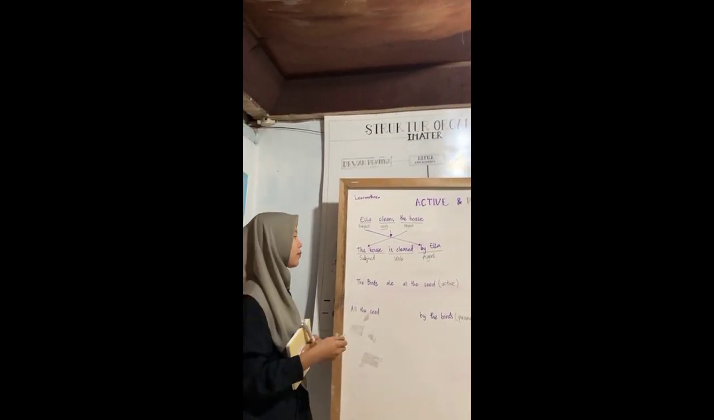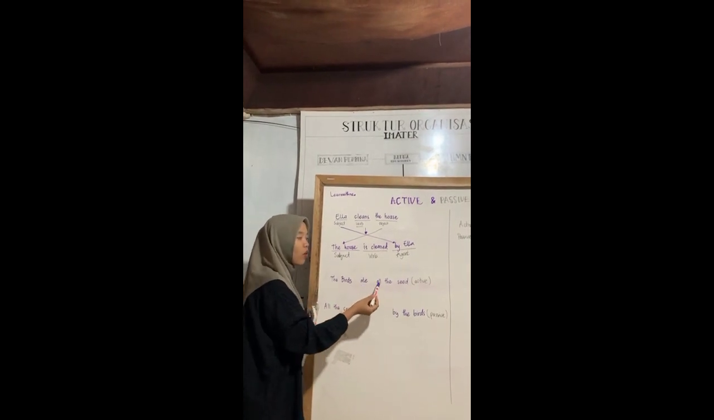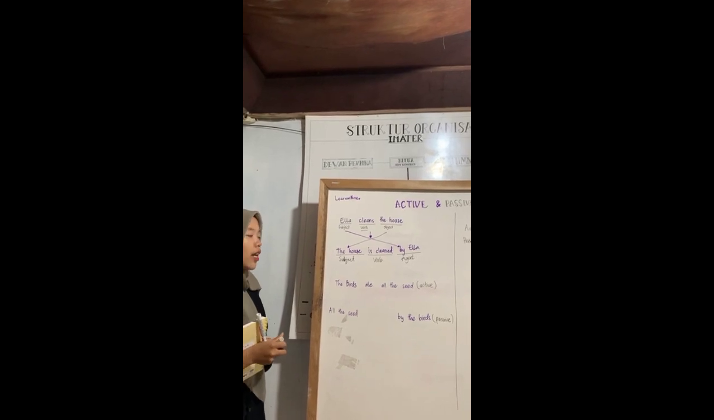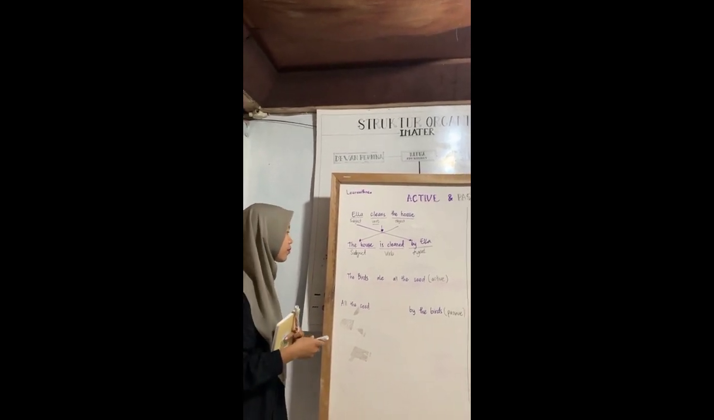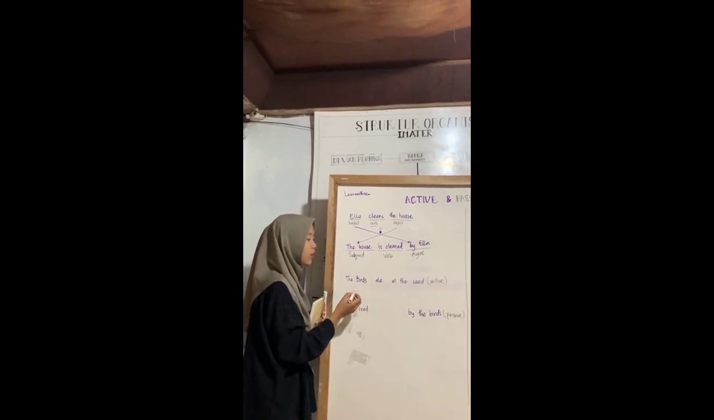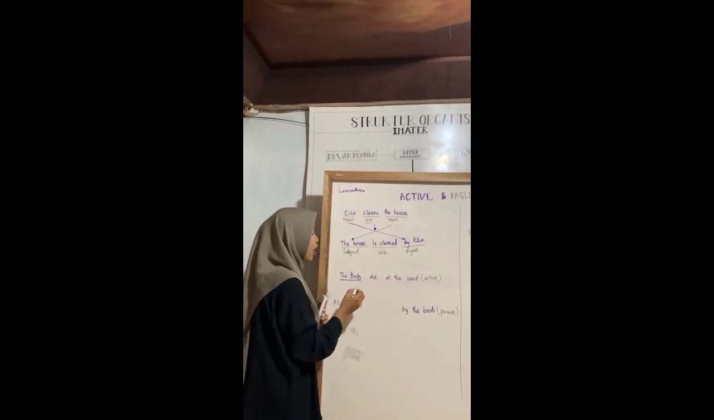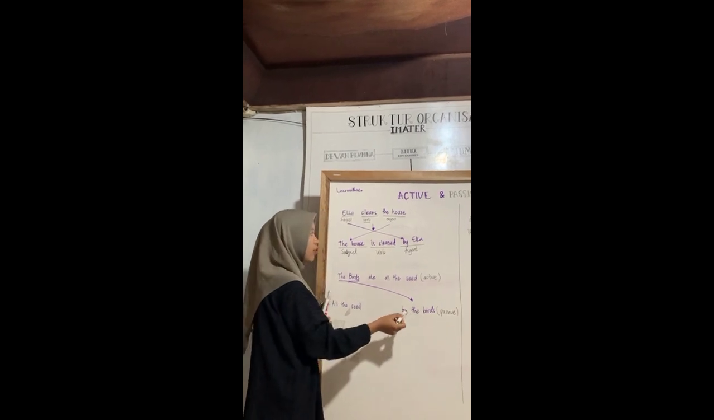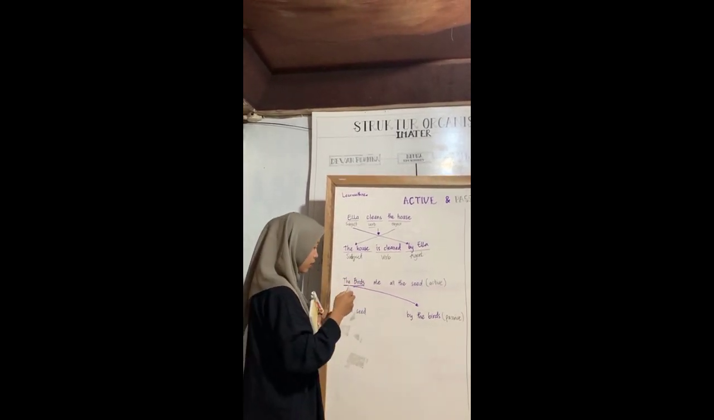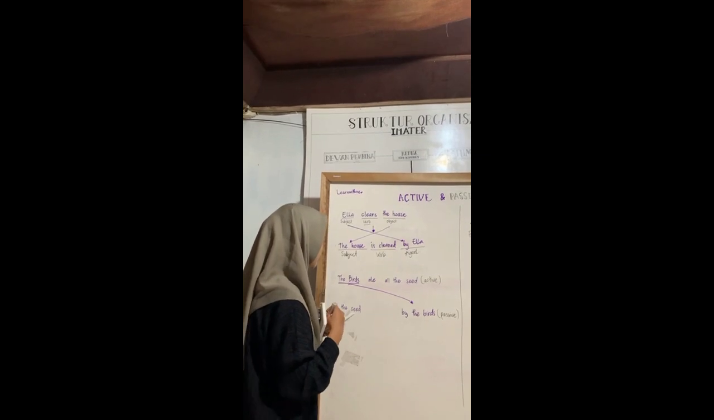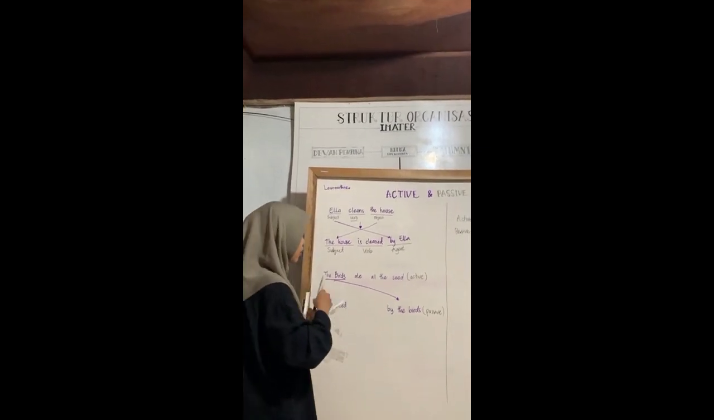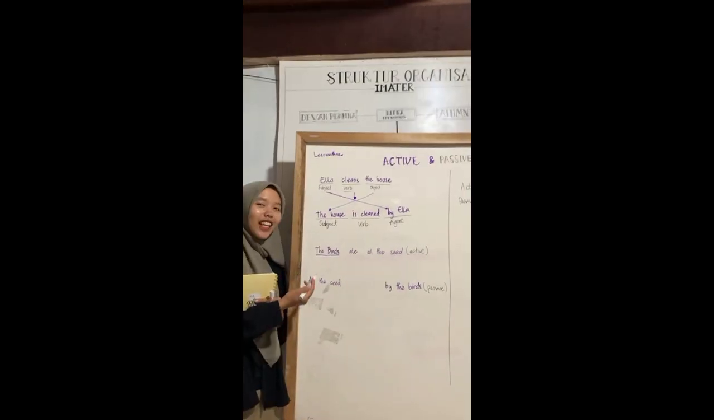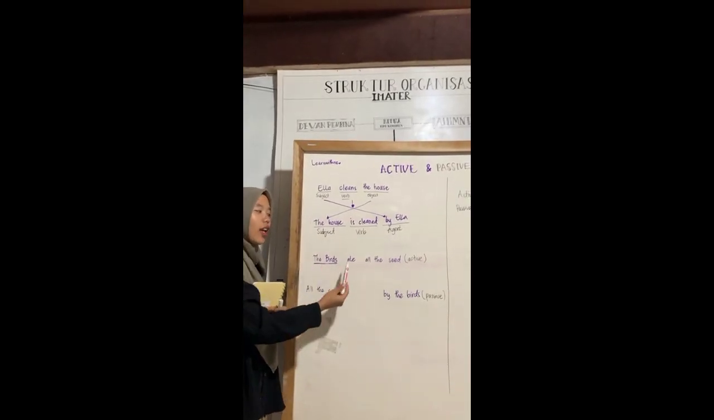Well, the second example. The bird ate all the seeds. This is the active voice. How about we turn the active voice into the passive voice? The bird is the subject, and we need to put it at the end of the sentence, the same as the one above, and this is the agent.